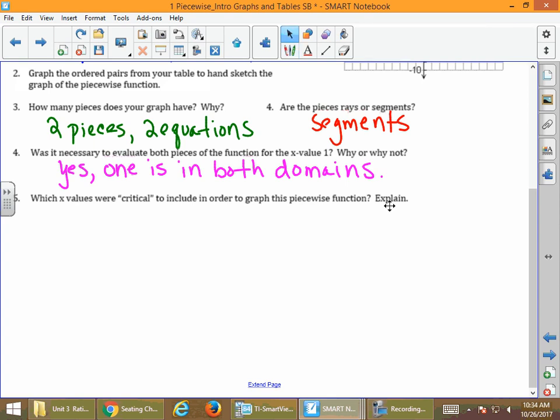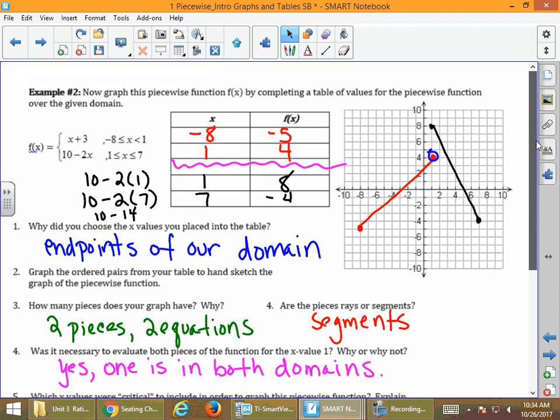One is in both domains. I want to scroll back up here for a minute to look at the problem again. It's -8 is less than or equal to x is less than 1. And then it's 1 is less than or equal to x is less than or equal to 7. So there's the 1 in both parts of the domain.